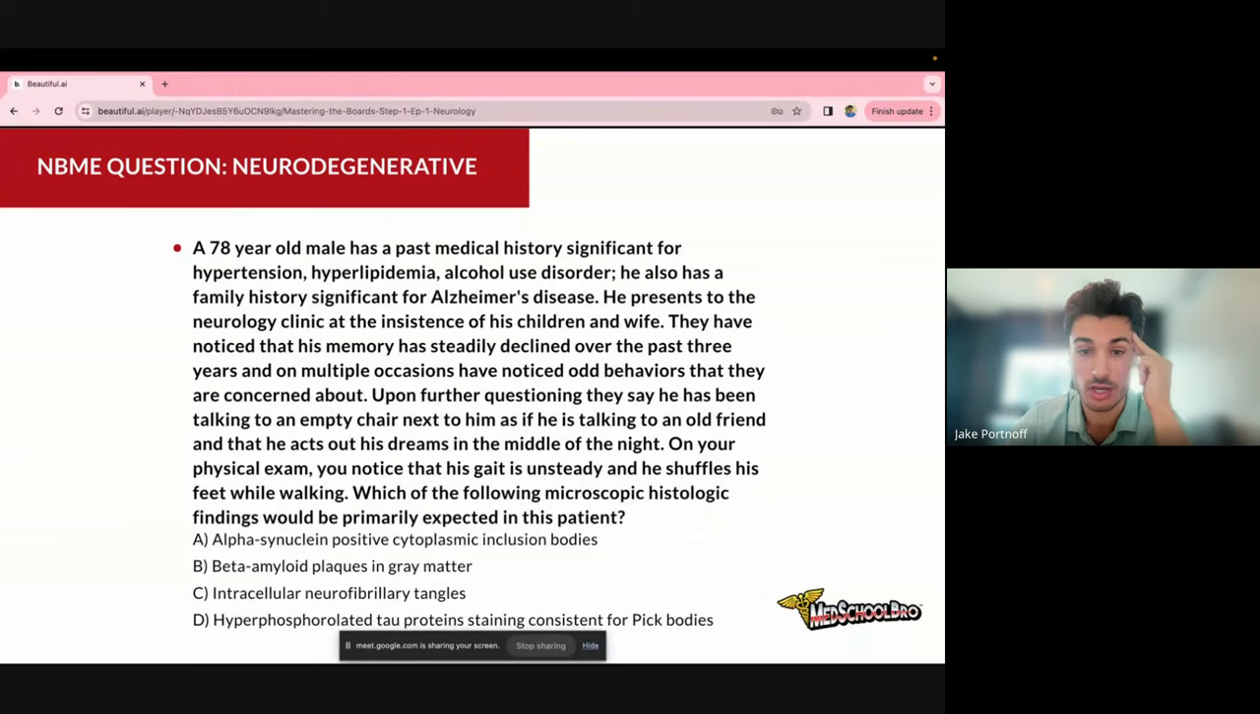Upon further questioning, they say he has been talking to an empty chair next to him as if he's talking to an old friend, and that he acts out his dreams in the middle of the night. On your physical exam, you notice that his gait is unsteady and he shuffles his feet while walking. Which of the following microscopic histologic findings would be primarily expected in this patient? Everyone, let's stay engaged. Let's stay active. Put your answers in the chat box of what you think is going on here.